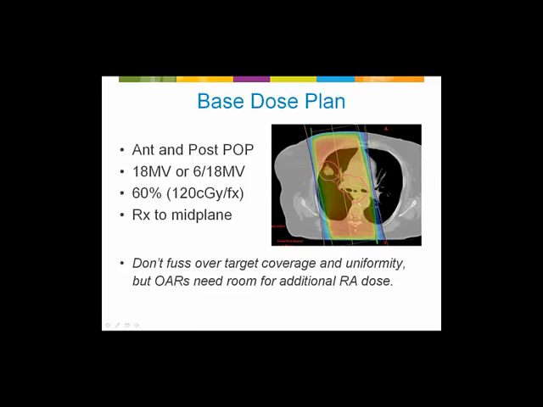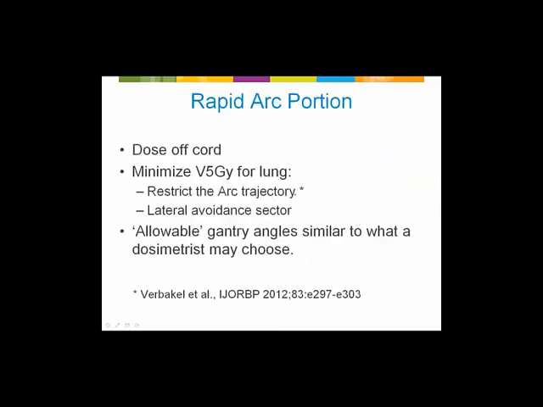So we restrict the arc trajectory, and that was taken from a paper out of the Netherlands, and I'll show you the details of that in a minute. And then the additional thing that we've done is we've added a lateral avoidance sector to try to prevent beam from exiting through the contralateral lung as much as possible. So really what we're trying to do is create a range of allowable gantry angles that would be similar to what a dosimetrist might choose for those off-cord beams, but allow some automation of where to put beam within that range by the computer.